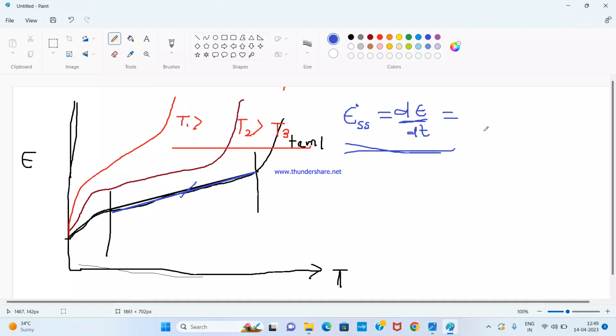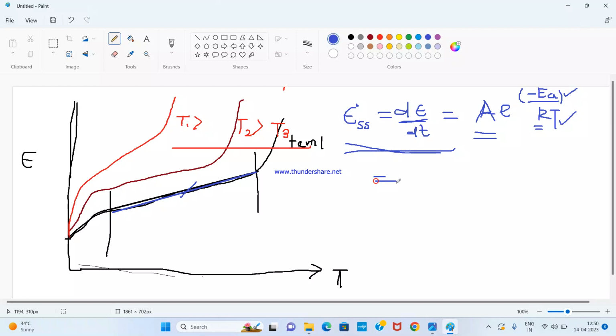So we know the general Arrhenius style equation: it is some constant A into e to the power minus EA divided by R into T. Here A is some constant, EA is called the activation energy, R is the gas constant and T is the absolute temperature.